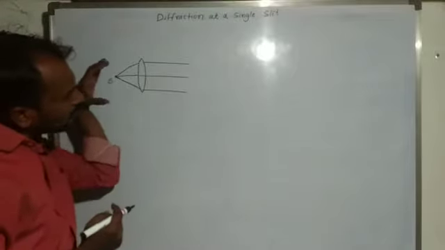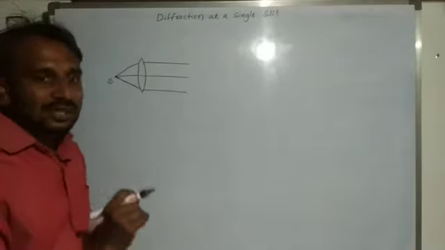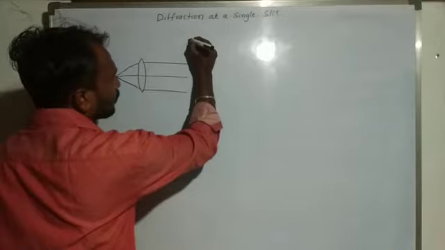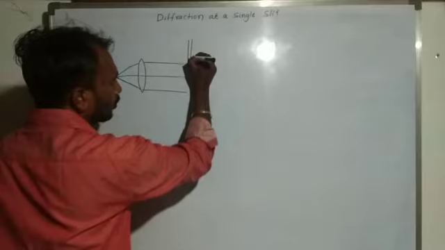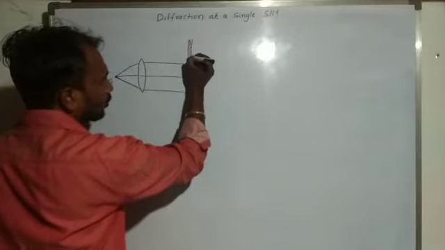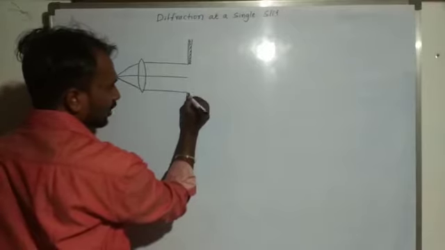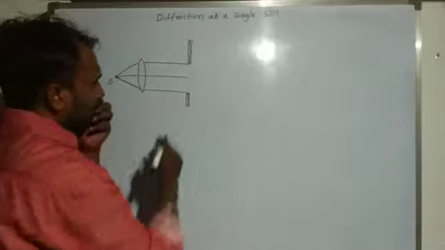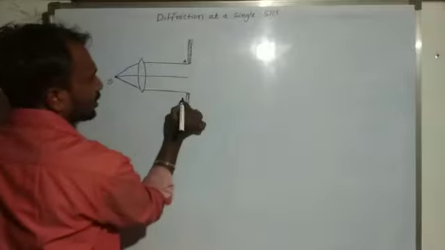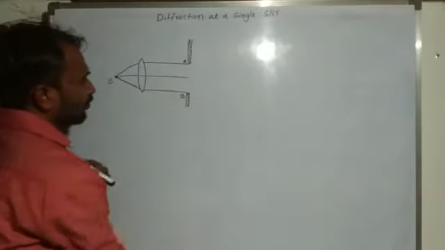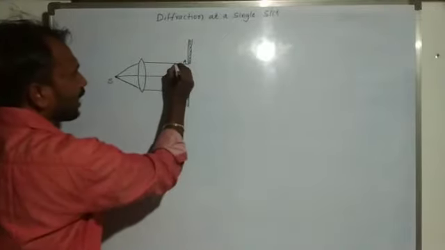Then what happens? These parallel light rays are incident on the slit. Here we consider that this is a slit. It means this is a single slit experiment. This point we consider A and this point is B, and this AB distance we consider as a.